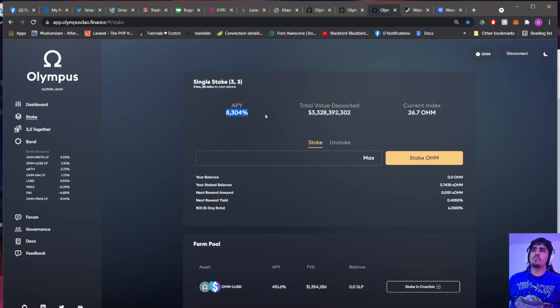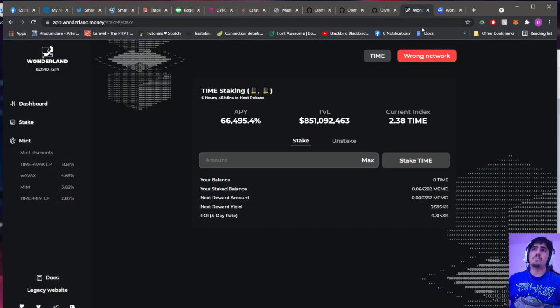But again, the APY, 8,300. Banks do what, like 0.5% APY, 1% APY. You're talking about 8,000 APY. When you go to Wonderland, it's another Olympus clone, 6,600.